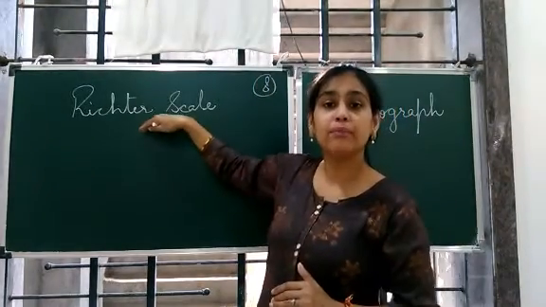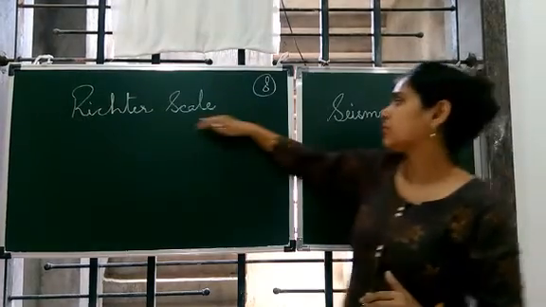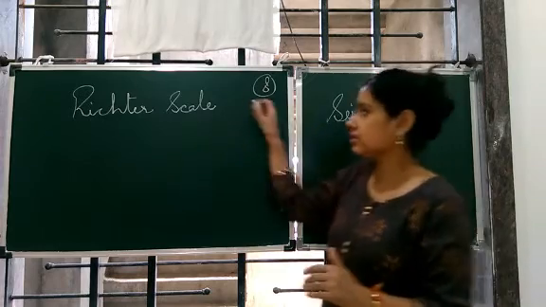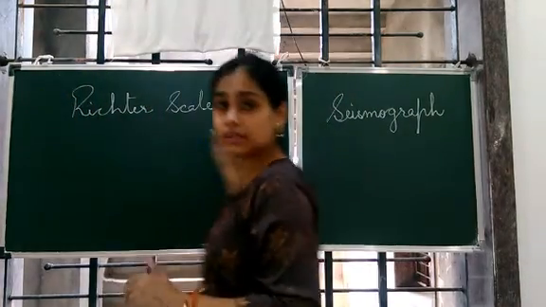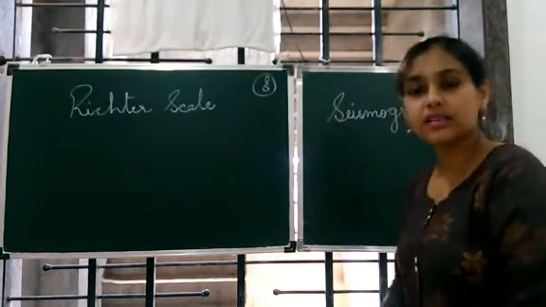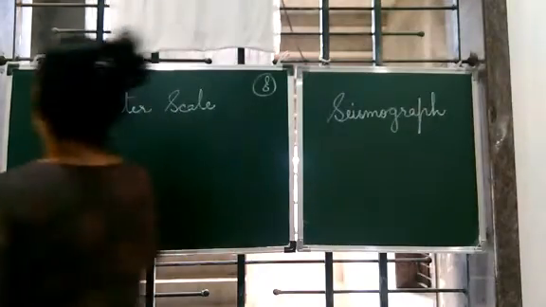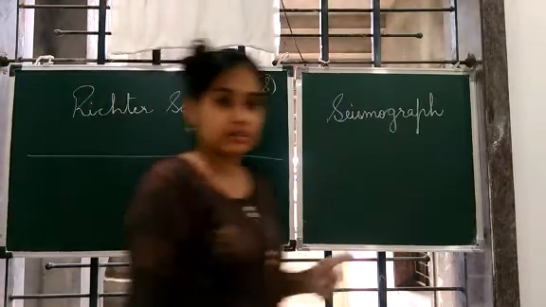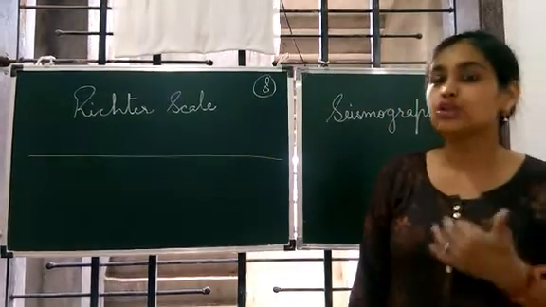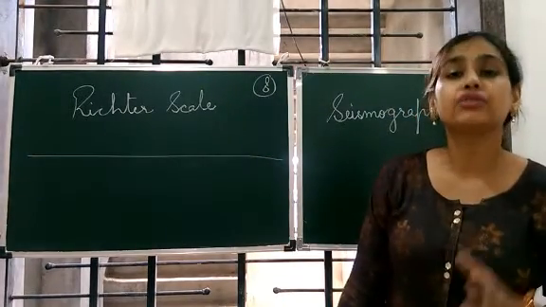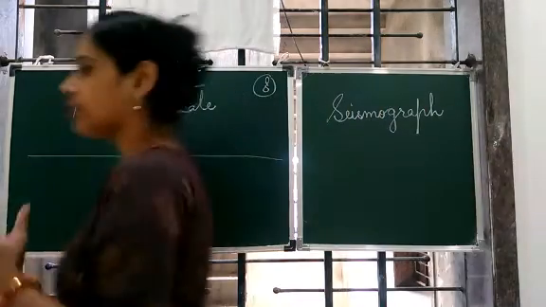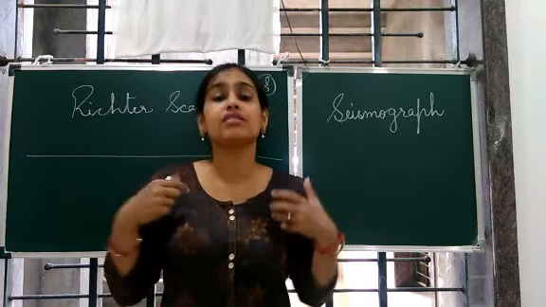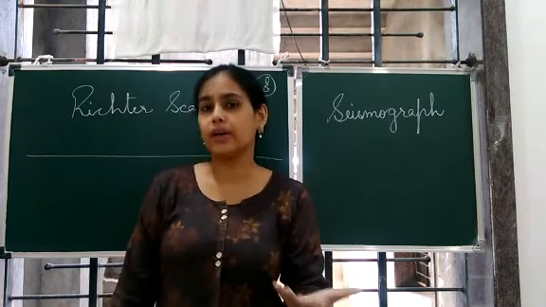Now, two very important topics, you can say, we have to study for the earthquake. The first one is the Richter scale. Okay, the Richter scale. Now, what is a Richter scale? It is a scale which is used to measure the magnitude of the earthquake. Magnitude, you can say the intensity, how much strength or how destructive an earthquake was.